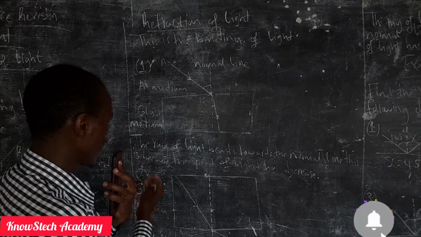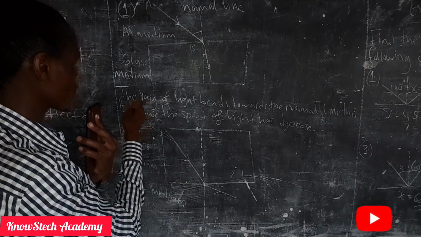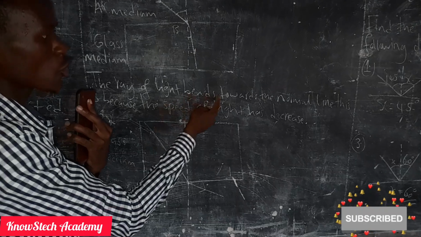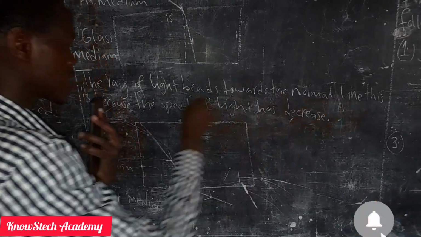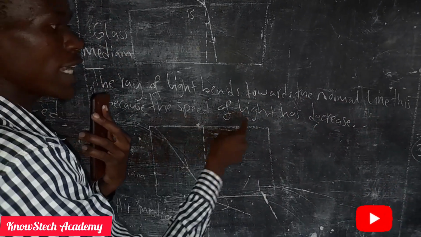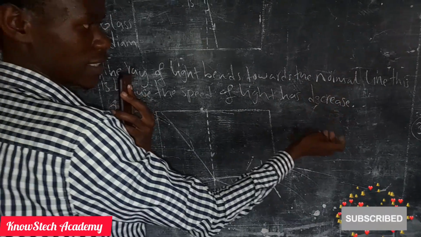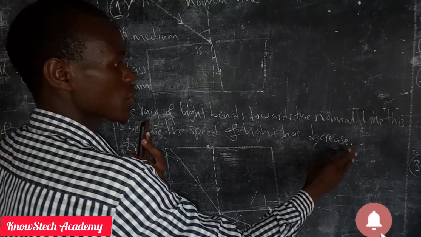Also here we have it. It says the ray of light bends towards the normal line. This is because the speed of light has decreased.